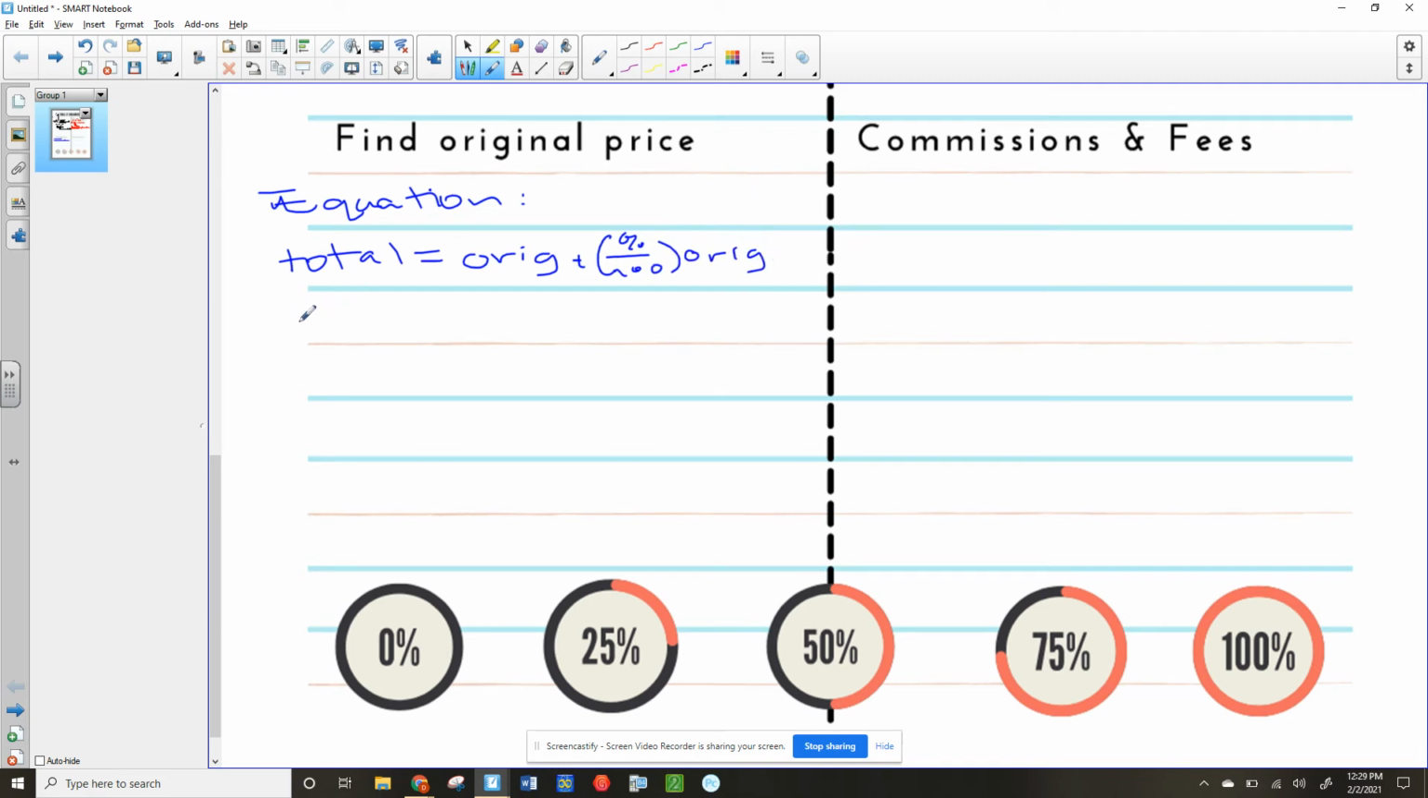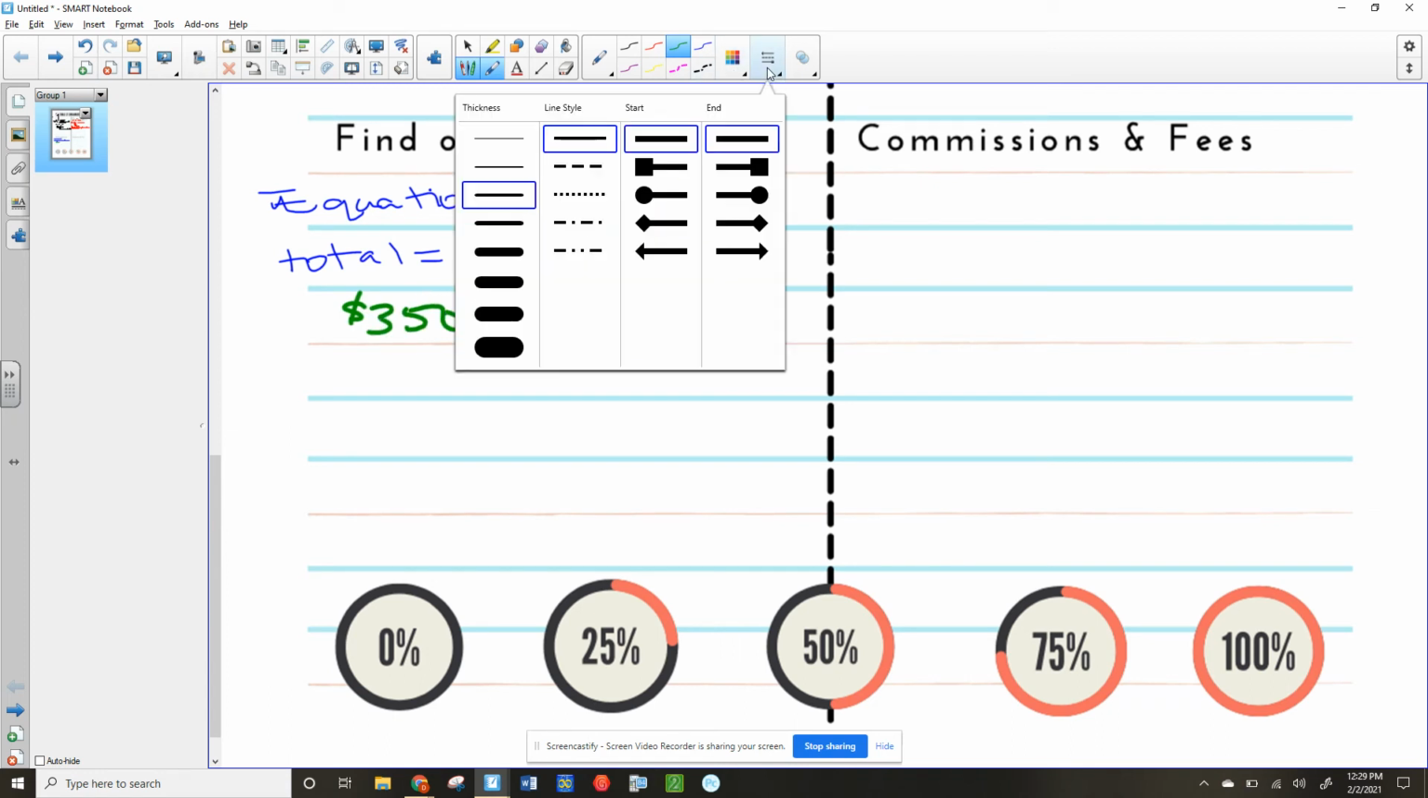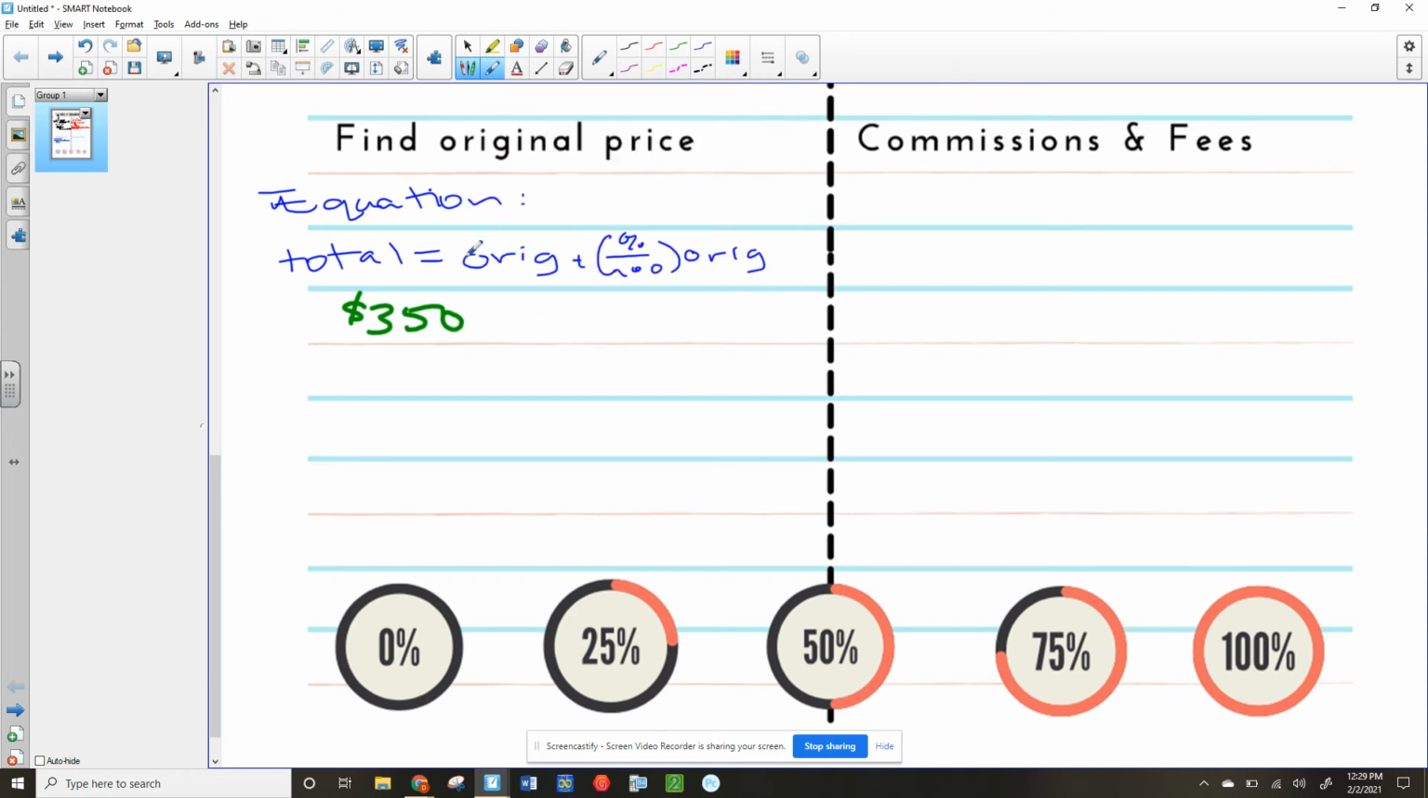So I might say Sally paid a total of $350 for a chair. Excuse me, she didn't pay $350. Her total she paid was $385. And she paid 10% tax.